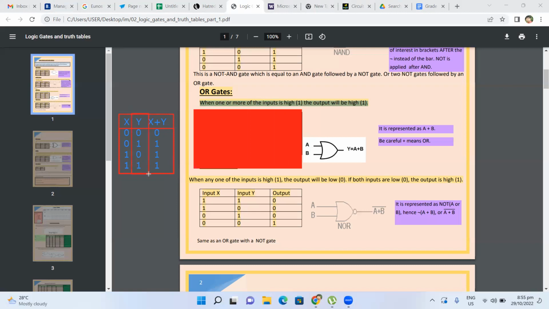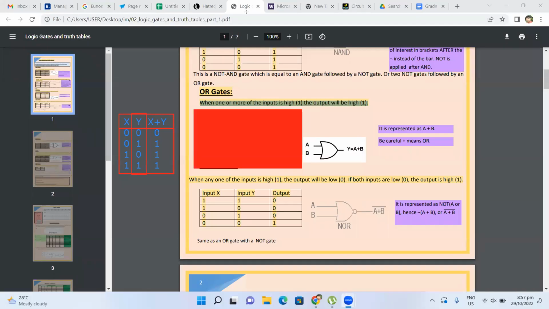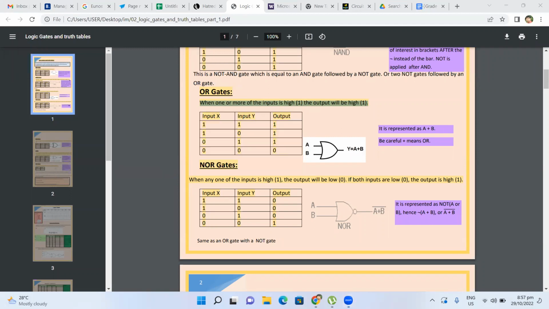Please draw the truth table also. The explanation can be added to the same thing like this. Let me erase this OR.